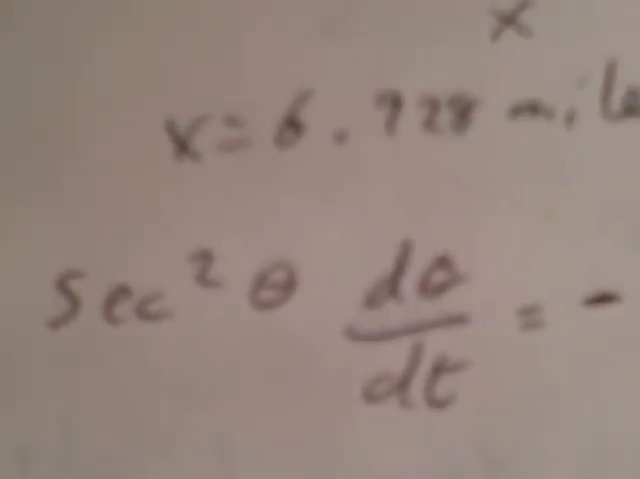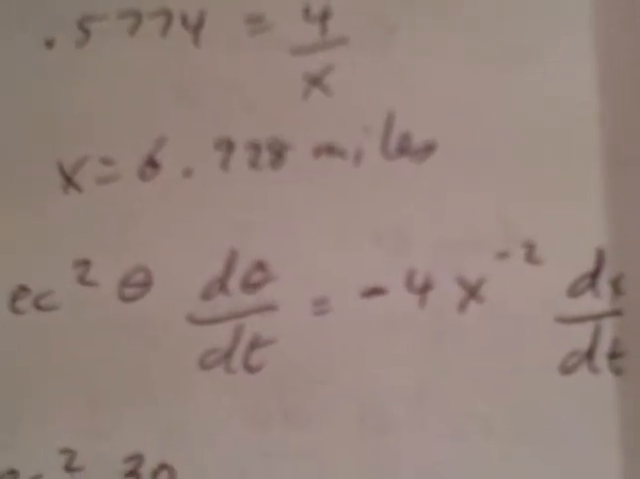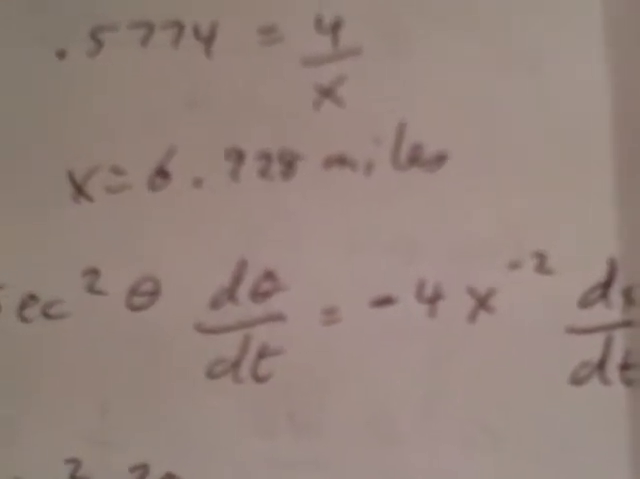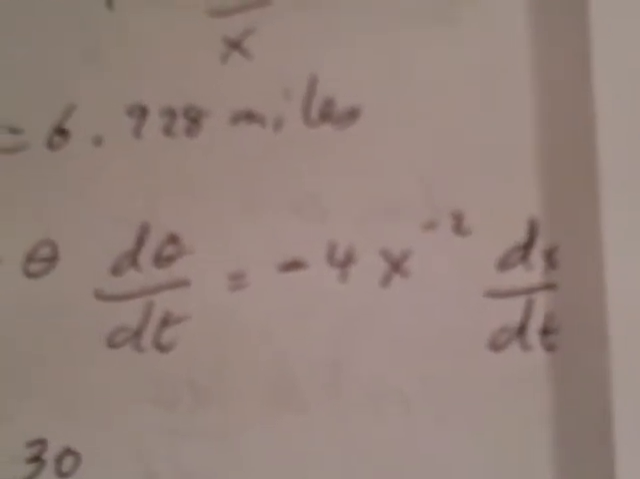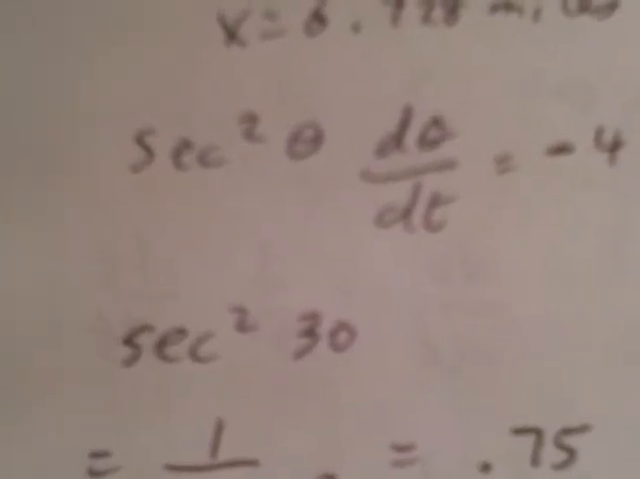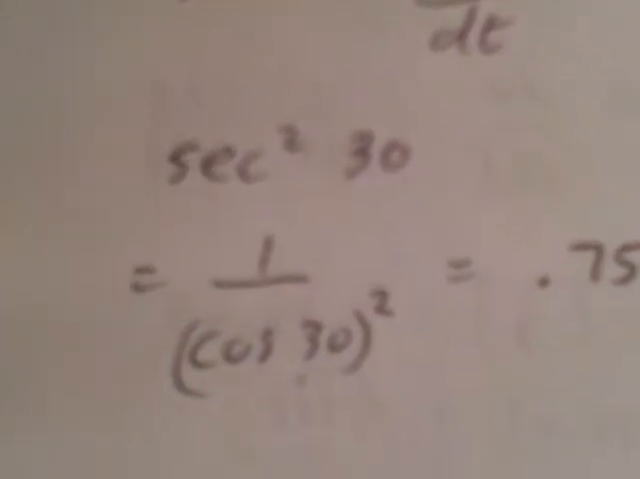Tangent theta equals 4 over x, or 4 times x to the negative 1. And we do that right down here. So we get the secant squared of theta times d theta dt, and on the right, bring down the negative 1 in front of the 4, so now we get negative 4x to the negative 2 times dx dt. And then, again, we have to do something with the angle there. So we have secant squared of 30 degrees, which is the same as 1 over cosine of 30 degrees squared, which turns out to be 0.75. If I had done that with radicals, it would have come out just as easily.